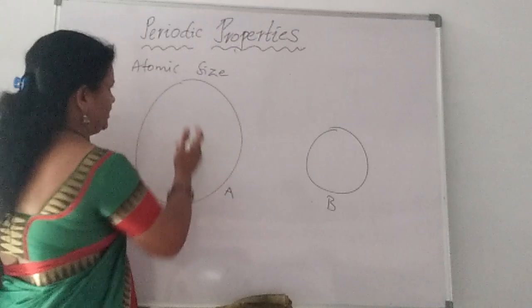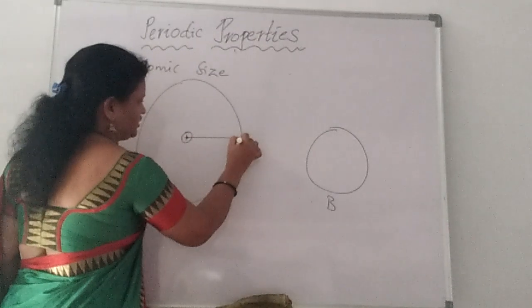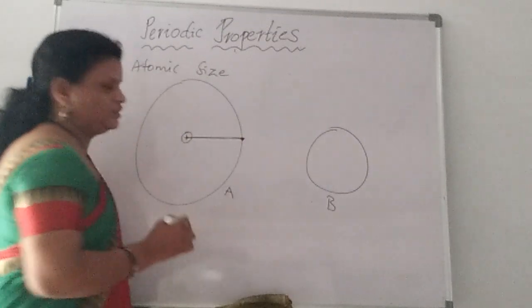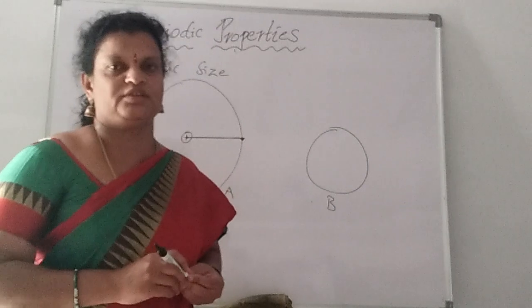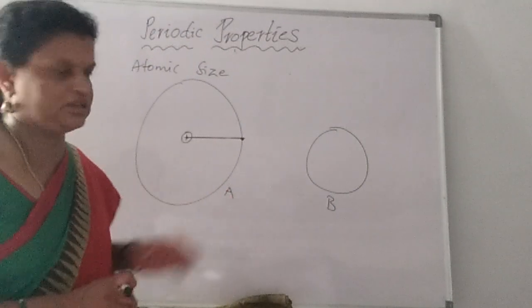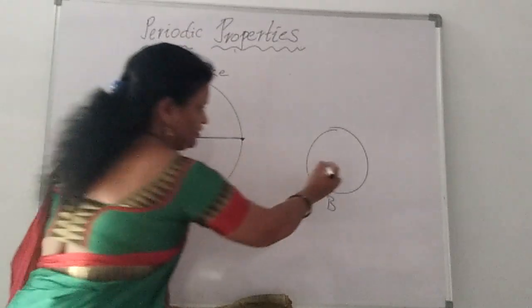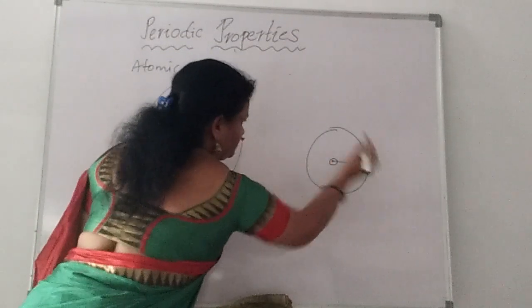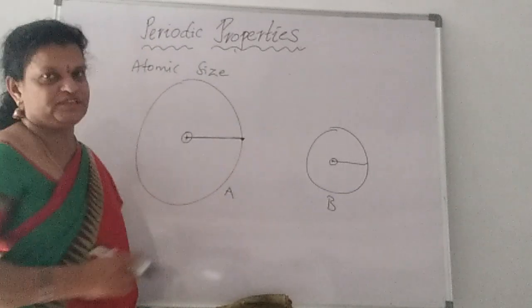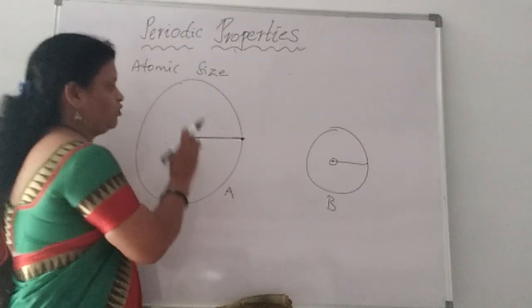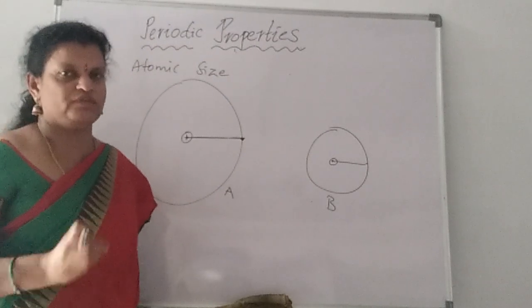Atomic size is nothing but the distance from the center of the nucleus to the outermost electron. That distance we call the atomic size. So the atomic size of A is greater than the atomic size of B. Because of this higher atomic size, element A wants to lose the electron very easily.